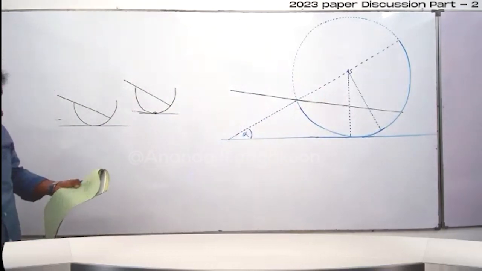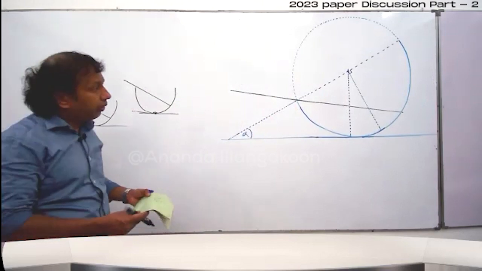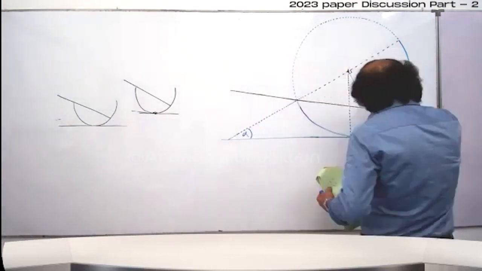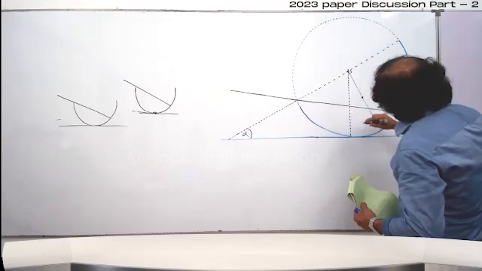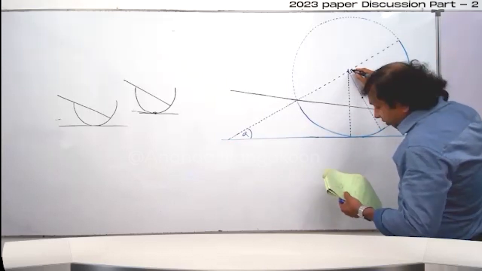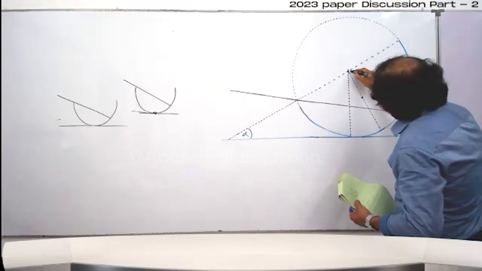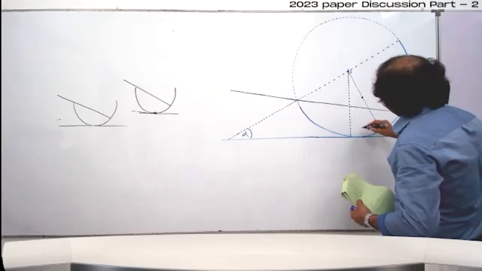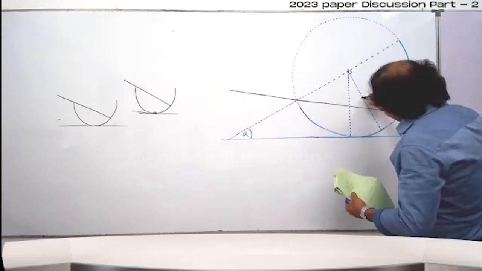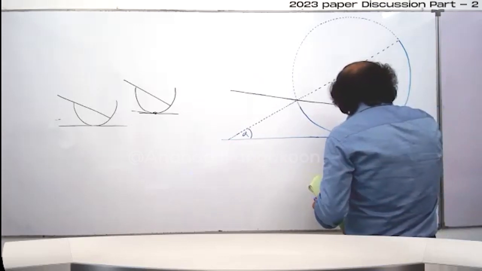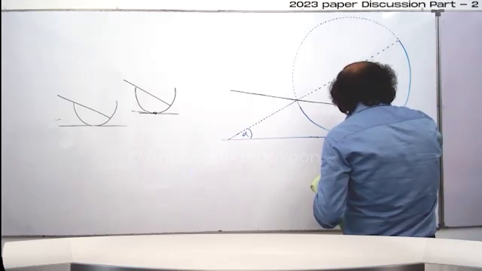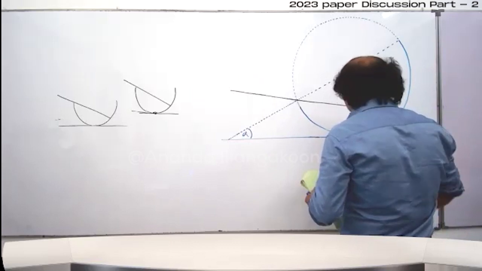Okay, let's see. Now the center of gravity of the hemisphere is at the midpoint of this radius. If the radius is given as r, then this length is r by 2. The weight is W. The weight W acts this way.